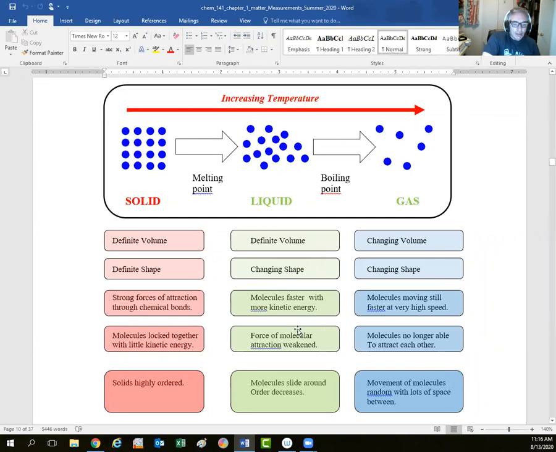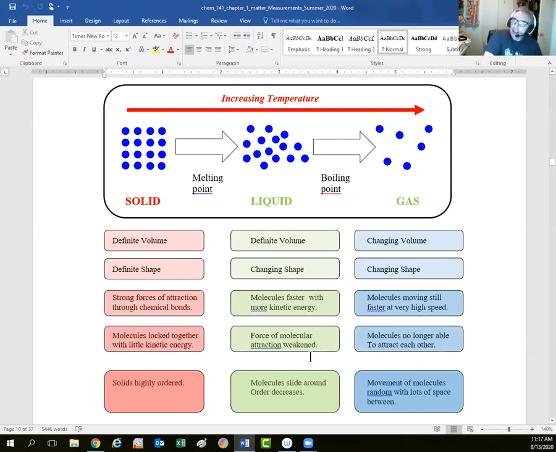So we've got the forces of attraction that are still there, but they are weaker. They're not able to hold on to each other as tightly as they were. Like if my kids start moving around, it starts to become more difficult to keep them under control. It's because the molecules are now sliding around each other.